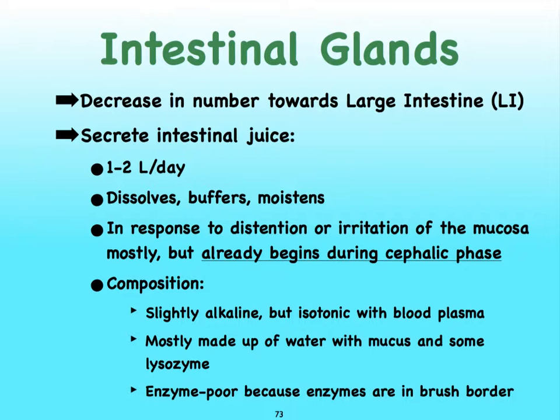They again produce an intestinal juice of about 1 to 2 liters a day, and of course this intestinal juice is important in dissolving and buffering and moisturizing the contents of the chyme.